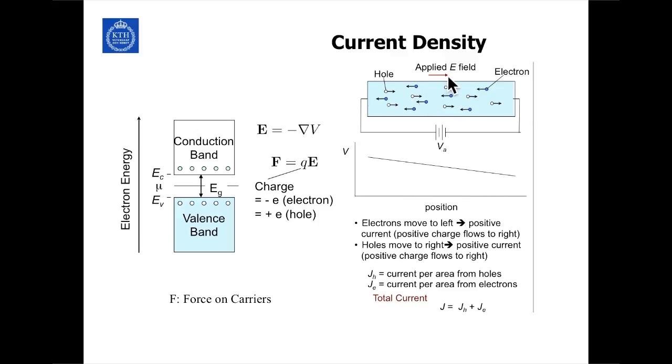So the applied electric field is going from left to the right. So essentially the positive charge flows to the right, and the negative charge in this particular case flows to the left. So the difference between the current per area from holes and current per area from electrons will give you the total current in the circuit, and that is given by, this is the current density, not the current, that is the amps per meter square, and this is due to the holes, and this is due to the electrons, and of course, the combination of the two will give you the total current in the system.